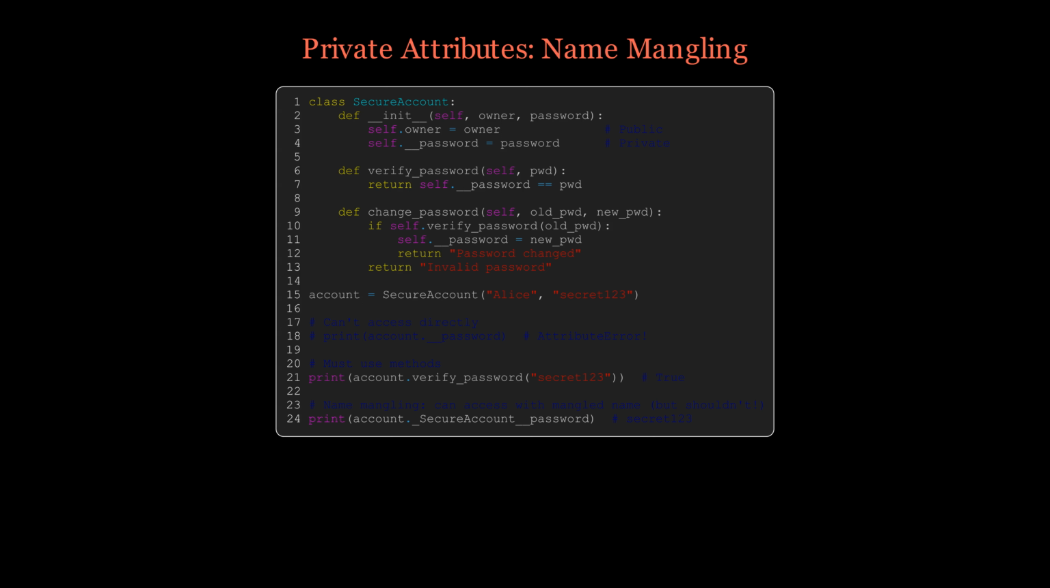Python achieves this through name mangling. Internally renaming __password to _SecureAccount__password. You can still access it with the mangled name. But this clearly signals you're breaking encapsulation. Private attributes are for truly sensitive data that must not be accessed directly.